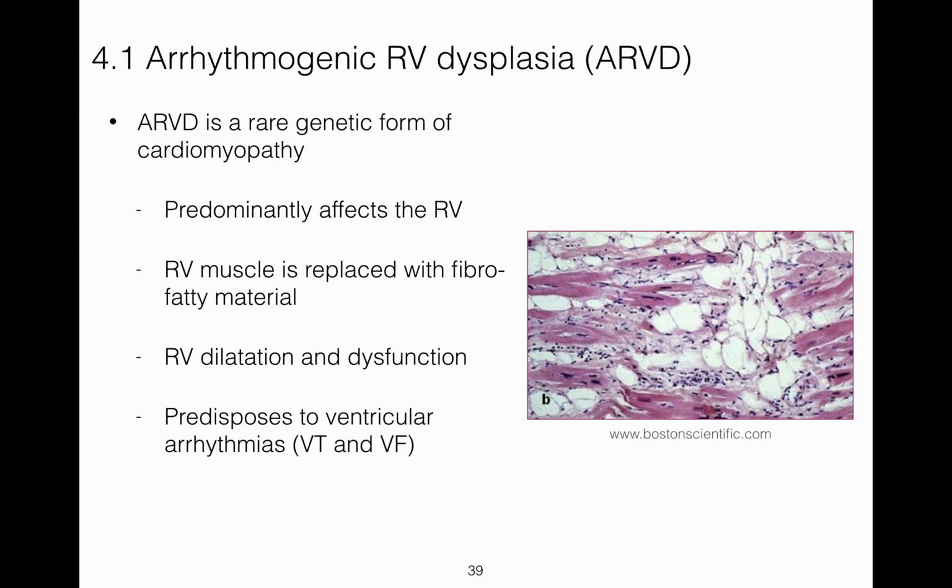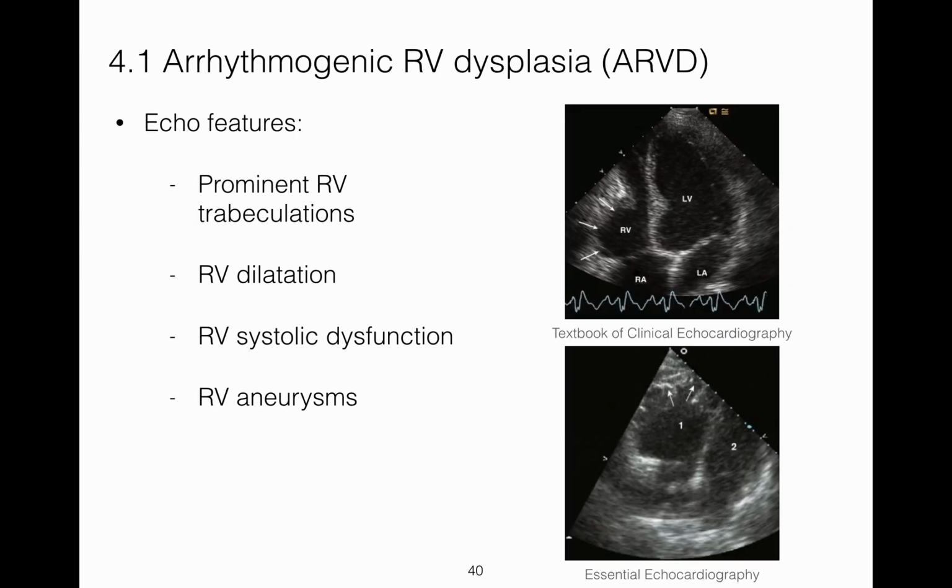The image on the right shows the typical microscopic features of ARVD, with infiltration of fibrofatty material, the white areas, among the pink muscle cells. Echocardiographic features of ARVD include prominent RV trabeculations, RV dilatation, RV systolic dysfunction, and small RV aneurysms may be seen.